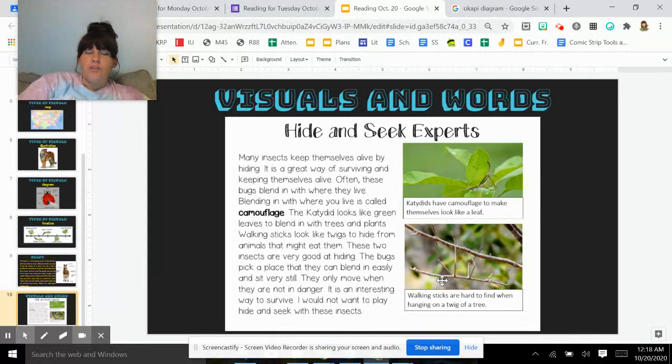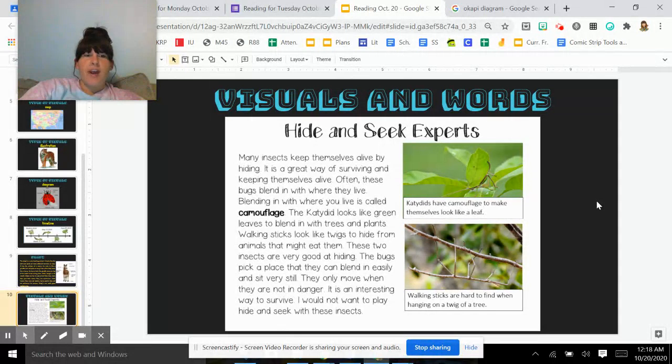I mean, I don't know if you've ever seen a walking stick in person, but it is crazy how much they look like a stick. So they'll just hang on a branch and just sit still. I don't know a lot of animals that do that to survive. A lot of animals that I see that survive in the wild either fight back with sharp teeth or claws, or they're really fast and they run away from what's trying to eat them.